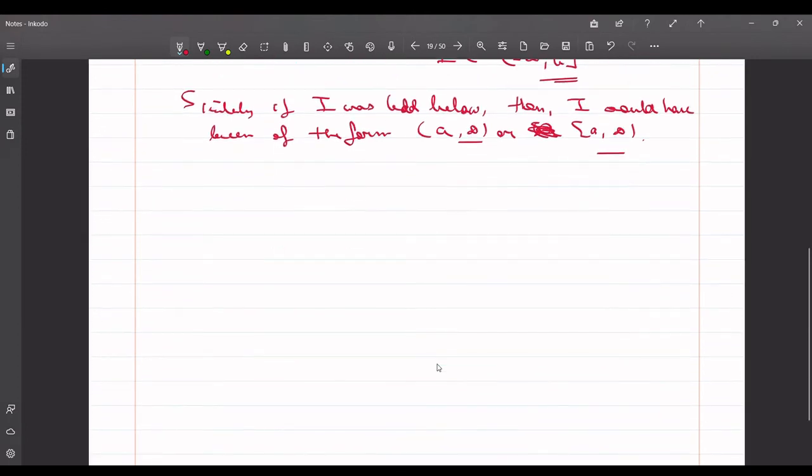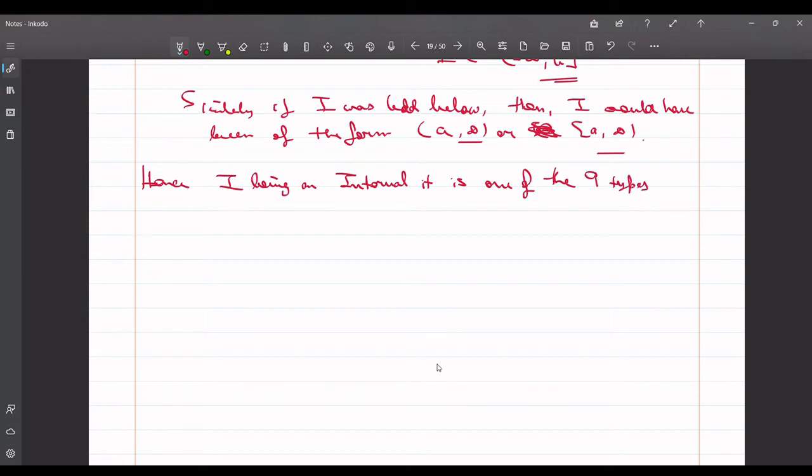That's the real line. Okay, so hence I being an interval, it is one of the 9 types discussed. Okay, so is it clear? Is it clear? Okay, let us discuss some more things about intervals.